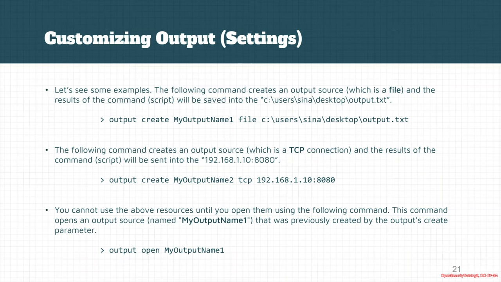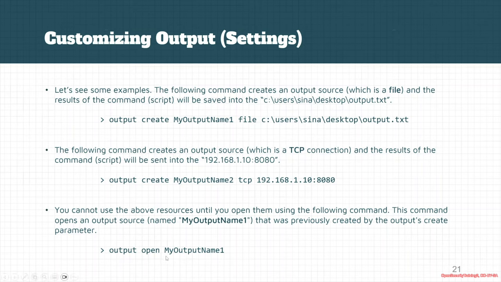First, we will use output create, and then we will specify a name for the input and output resource. In this example, I chose my output name, and then we specify the type of resource. In this example, it's a file. So as it's a file, we will specify the file name. If it's a TCP socket connection, then we will specify the address and the port. Other resources, for example named pipes, are also supported by HyperDbg. You could also pass the results to a named pipe.